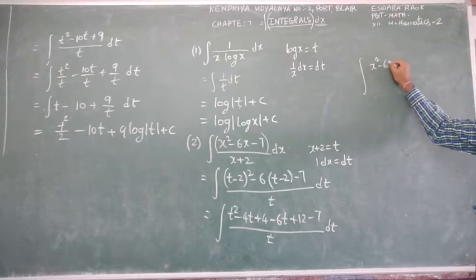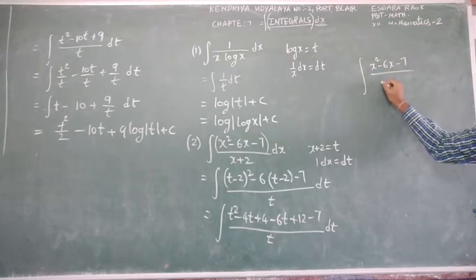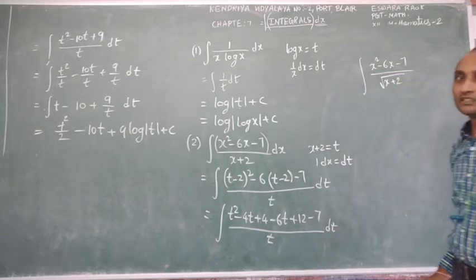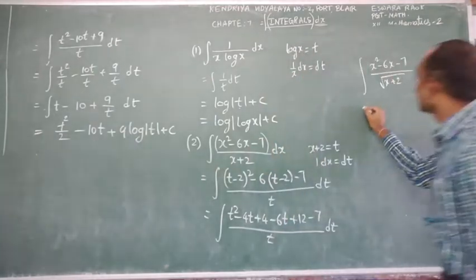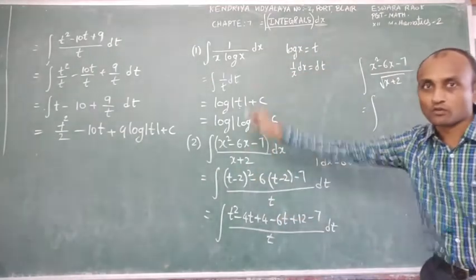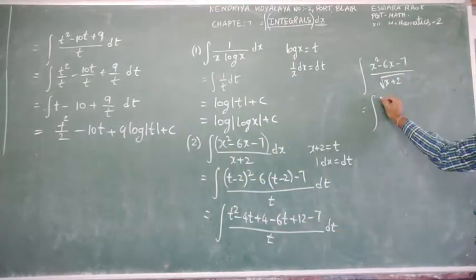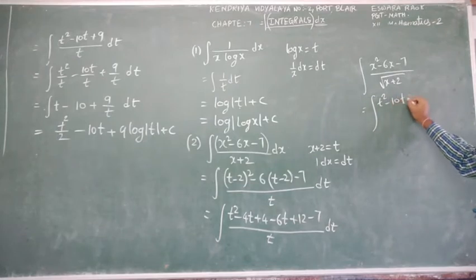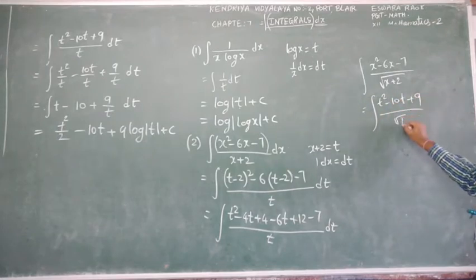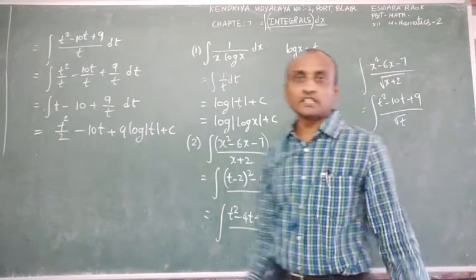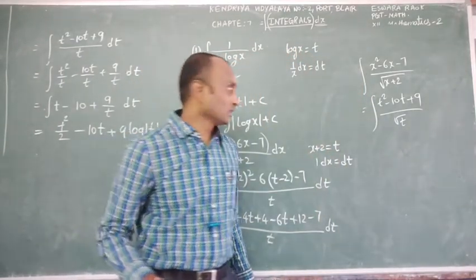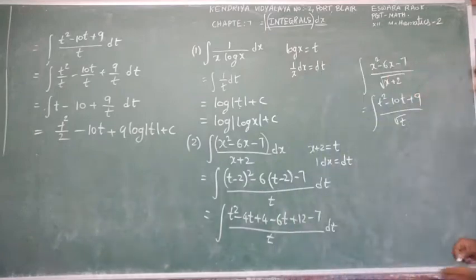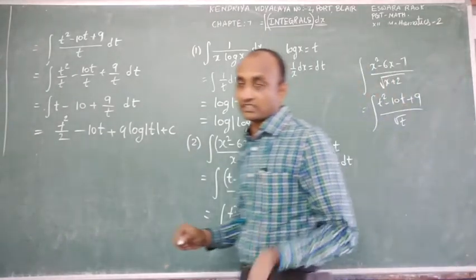Integration of x square minus 6x minus 7 by root x plus 2. This time what do I get? In the previous process I got t in the denominator. But in this one what do I get? The same thing will happen. Finally I get t square minus 10t plus 9 by root t. Split the fraction again, do the simplification, and you get it. So, a very important thing is what must be taken as t in the substitution method.